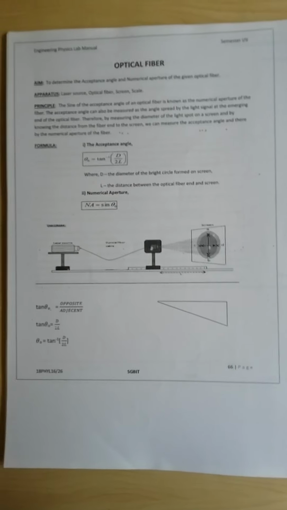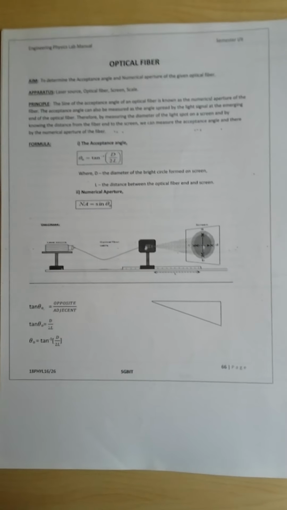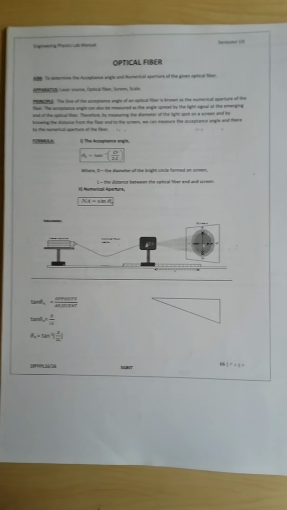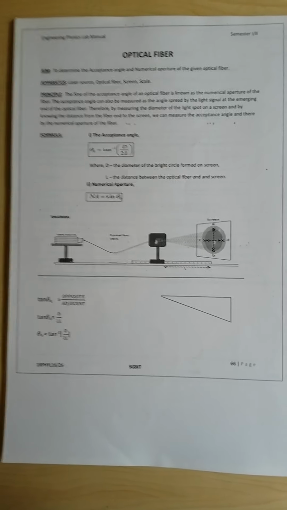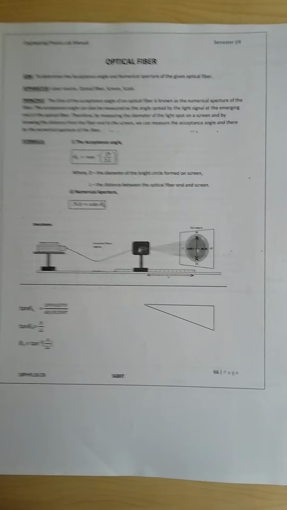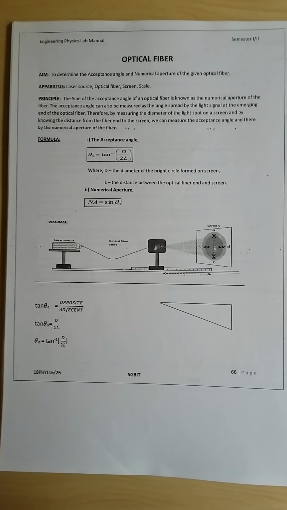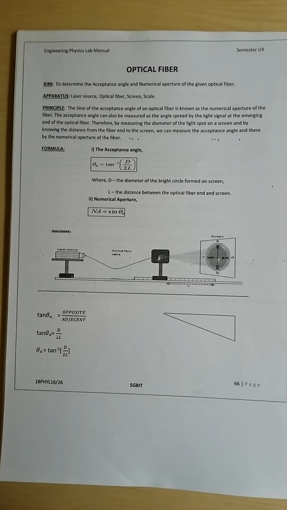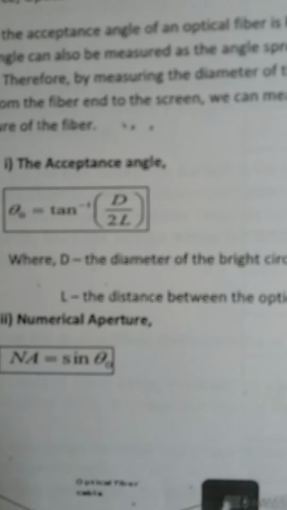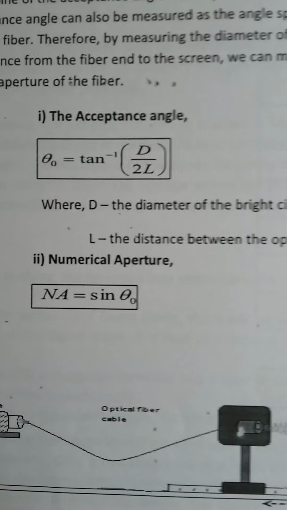Now today we are preparing for an experiment on the optical fiber. In this experiment we wanted to determine two things: one is called the acceptance angle and another is called the numerical aperture. All our equipment is here.